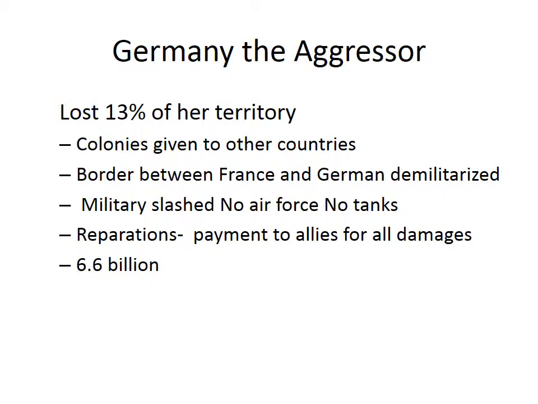All the German colonies are going to be given to other countries. The border between France and Germany is going to be demilitarized. The military is going to get slashed. They don't want them to have an air force, and they're going to take away their tanks. The big thing is going to be that Germany is going to have to pay reparations, and you need to remember that reparations is money given to the countries they harmed. So Germany has to pay France and Great Britain for all the casualties that they caused.